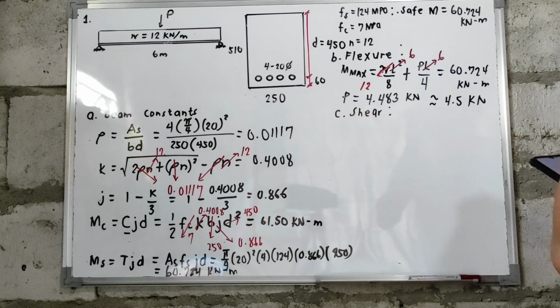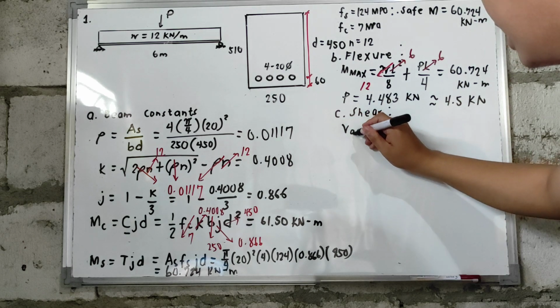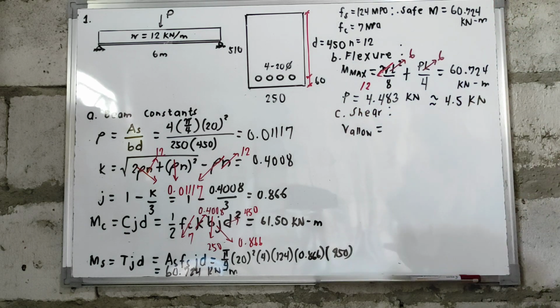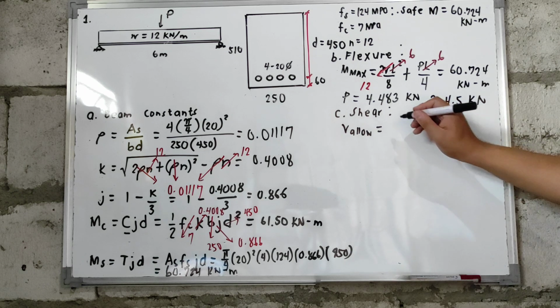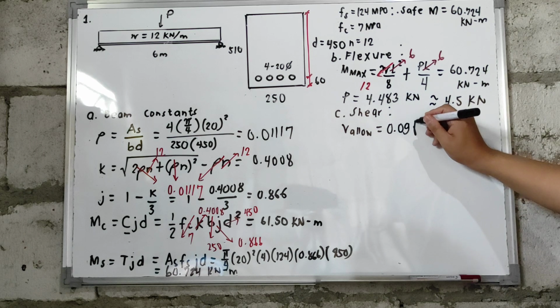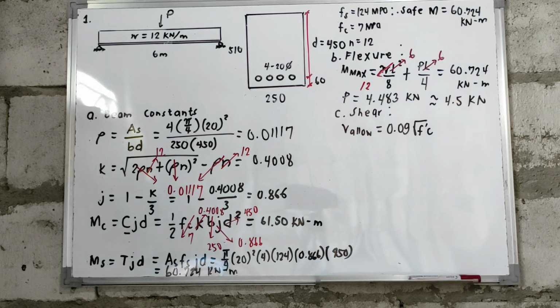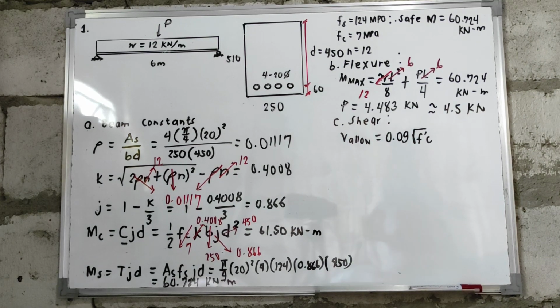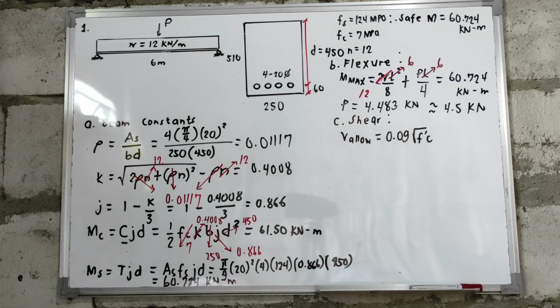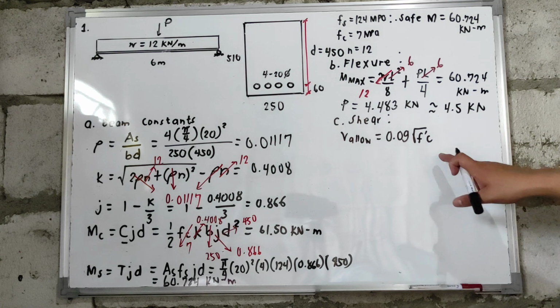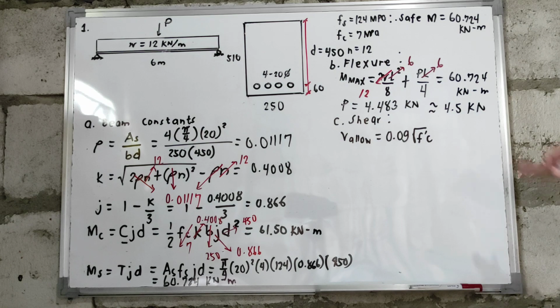So, sa pagkuha sa shear natin, kailangan natin munang kunin yung allowable natin, o yung V allowable, o yung allowable shear stress natin. So, yung allowable shear stress natin, that is equal to 0.09 square root of F prime C. So, since hindi naman given yung F prime C natin, kailangan muna nating makuha yung value ng F prime C. Eh, yung given lang natin, that is, FC lang, which is equal to 7 megapascal.